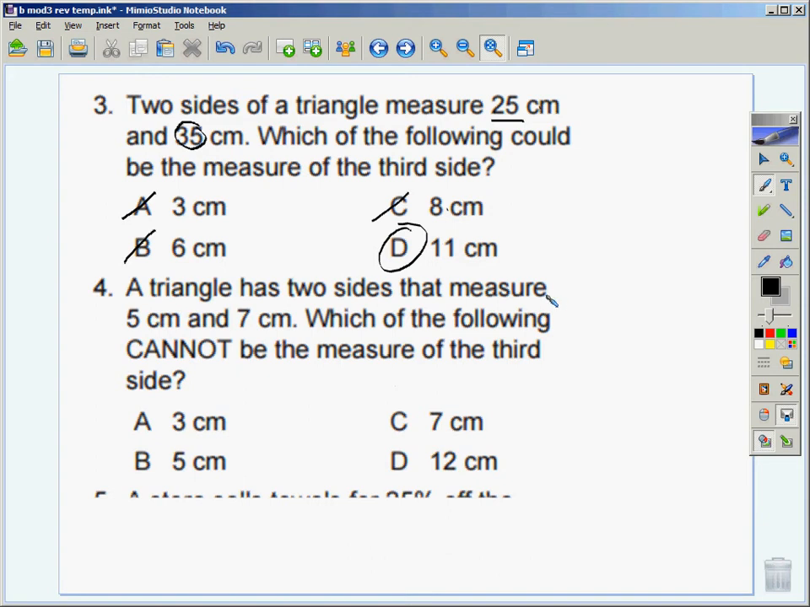A triangle has 2 sides that measure 5 and 7. Which of the following cannot be the third side? Again, the sum of 2 sides has to be greater than the third side. If I take a look, 5 plus 7 is 12. 12 is not greater than 12, so D could not make a triangle.